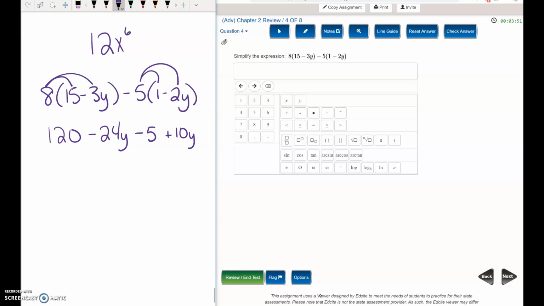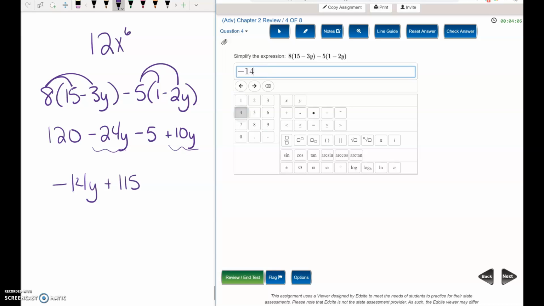Then combine your like terms. Negative 24y and 10y is negative 14y. 120 minus 5 is 115. So your answer is negative 14y plus 115. You can type that in using your keyboard, or you can use the buttons in this little math work area, whichever you want to do.